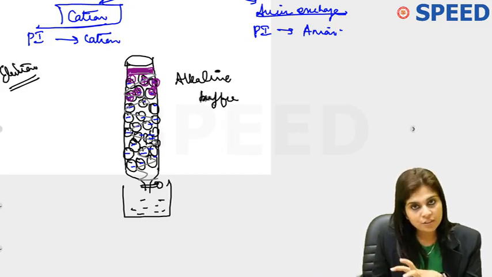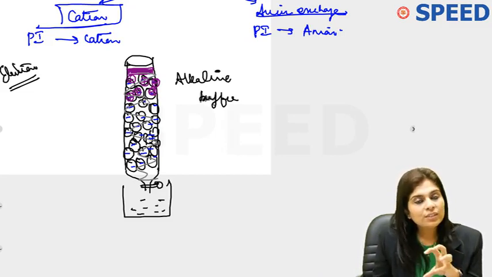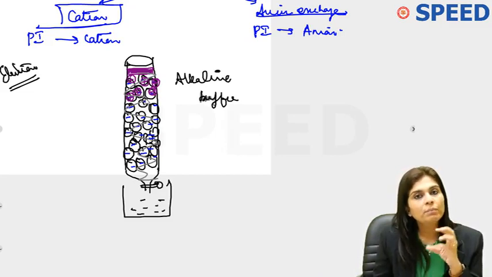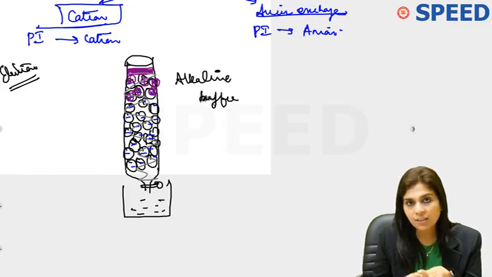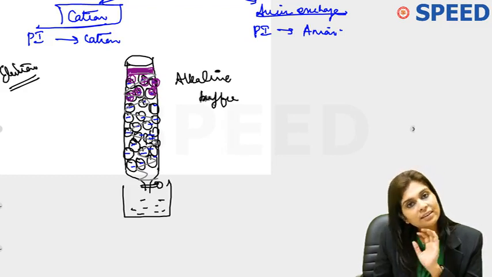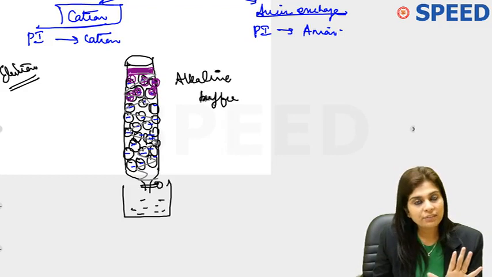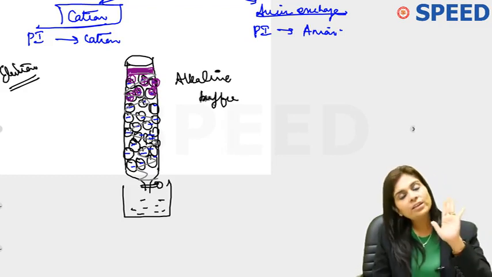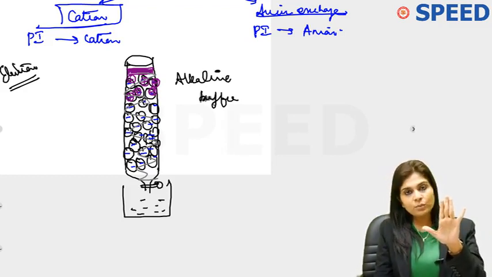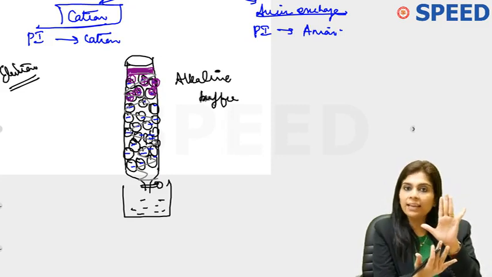So let me repeat what is cation exchange chromatography, and then you will have to be able to tell me about anion exchange chromatography. So when do you use cation exchange chromatography? When the protein of interest to you is a cation, for which you should retard the cation onto the stationary phase first. How can you retard the cation onto the stationary phase? Only when the stationary phase is an anion.